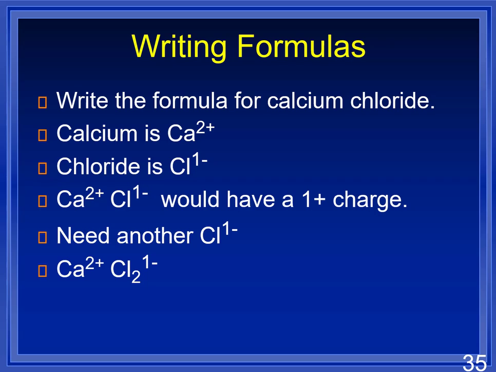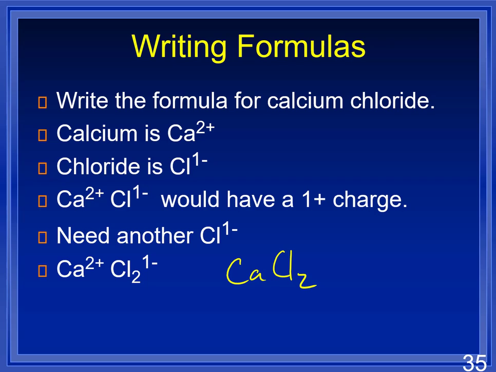Because Ca2+ and 2 Cl-, that's 2+, 2-, equals 0. And then when we write the final formula, we leave off the charges. CaCl2. Familiar? Okay.